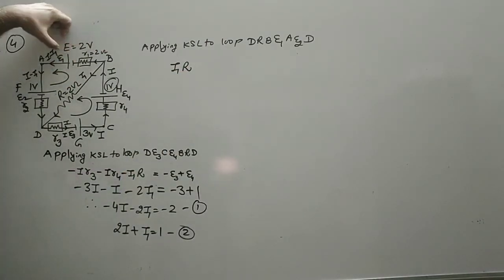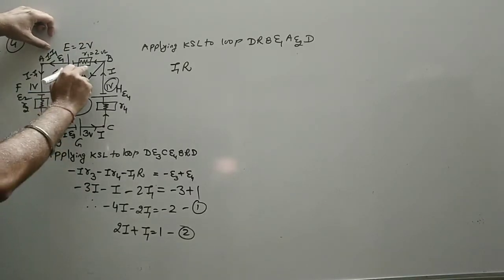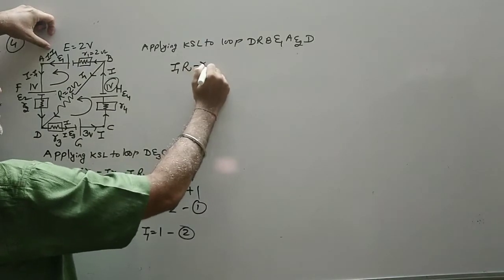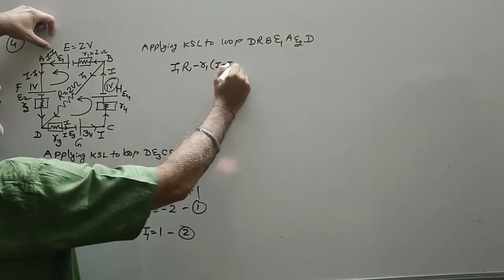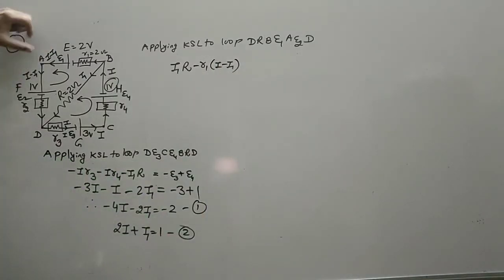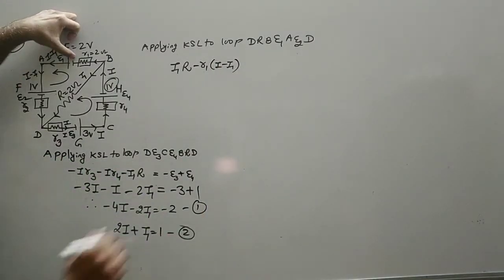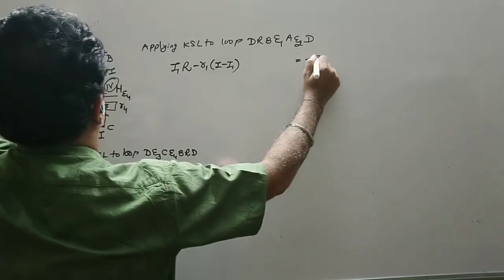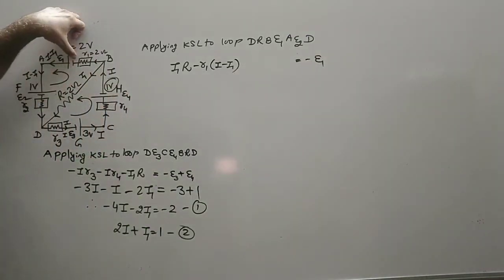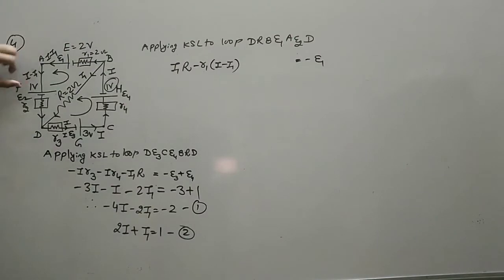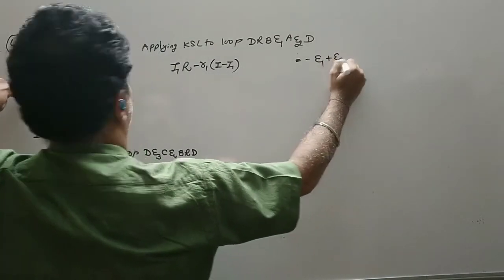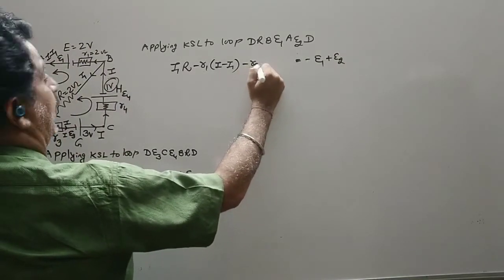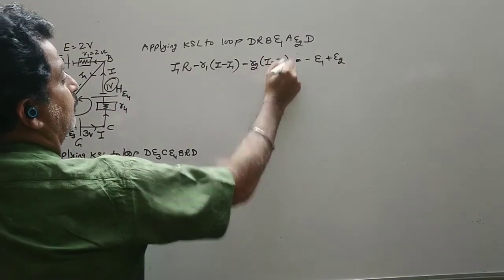Then you are moving in the direction of the current. Now this has a current I minus I1. So you are moving in the direction of current, so minus R1 into I minus I1. Then we come across the negative terminal, so minus E1. Then you are moving in the direction of current, you come across the plus terminal, so plus E2. You are moving in the direction of current I minus I1.